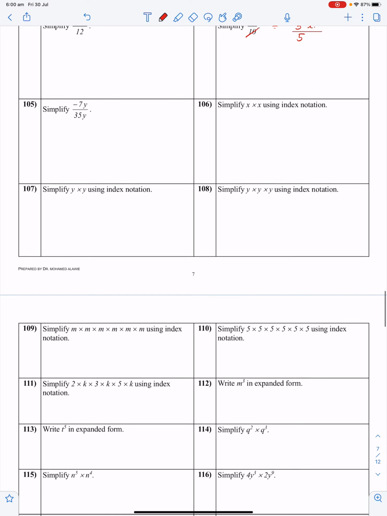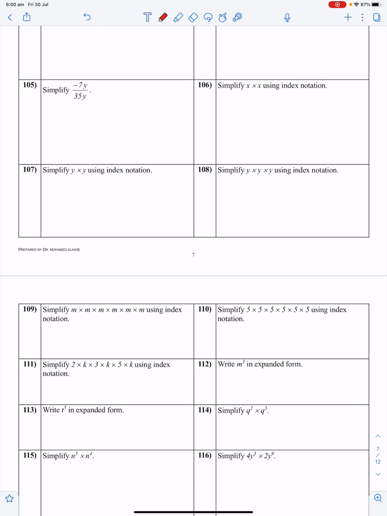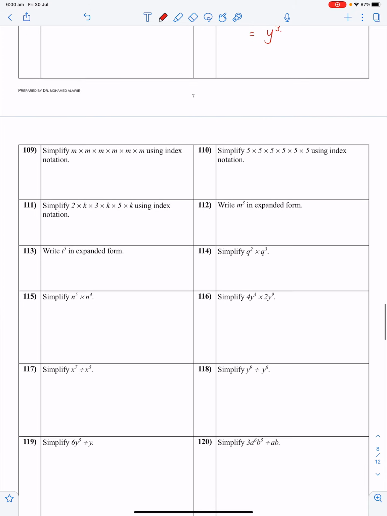Okay, moving along now. Question 106. Write x times x using index notation. That's just x squared. Next one, y times y times y is just y cubed. Fairly straightforward stuff there.